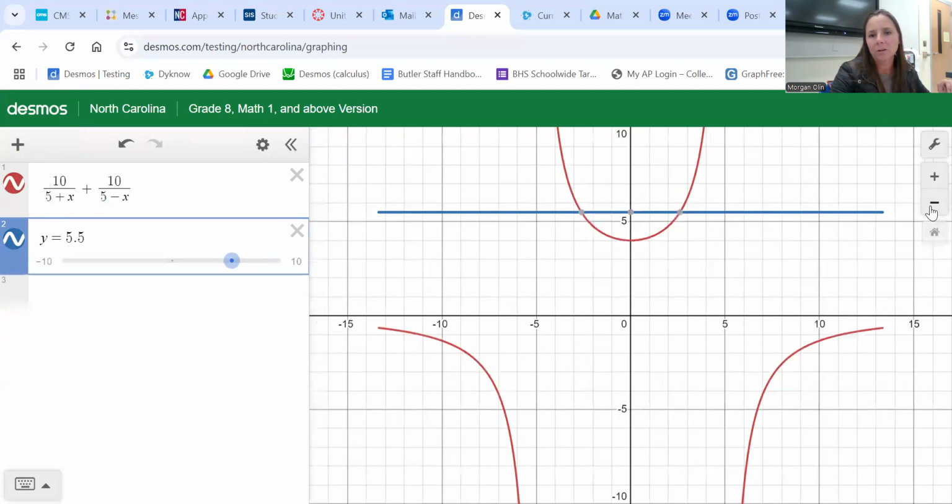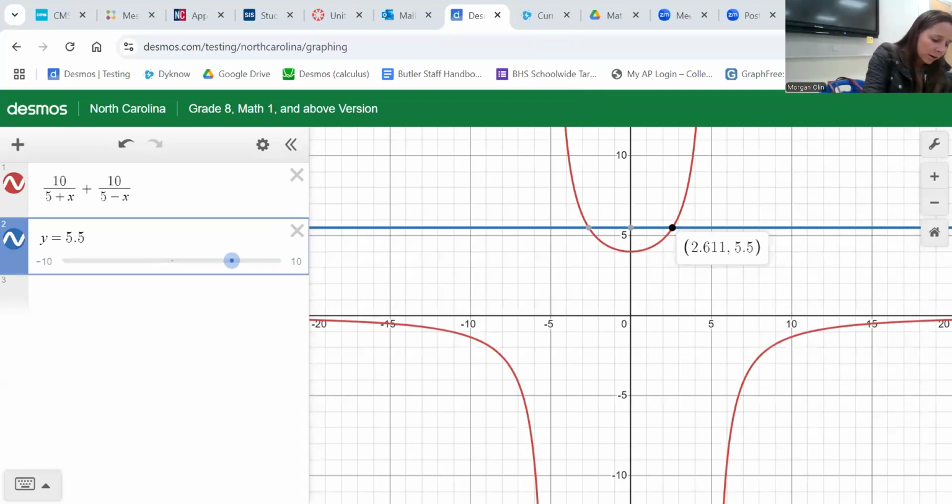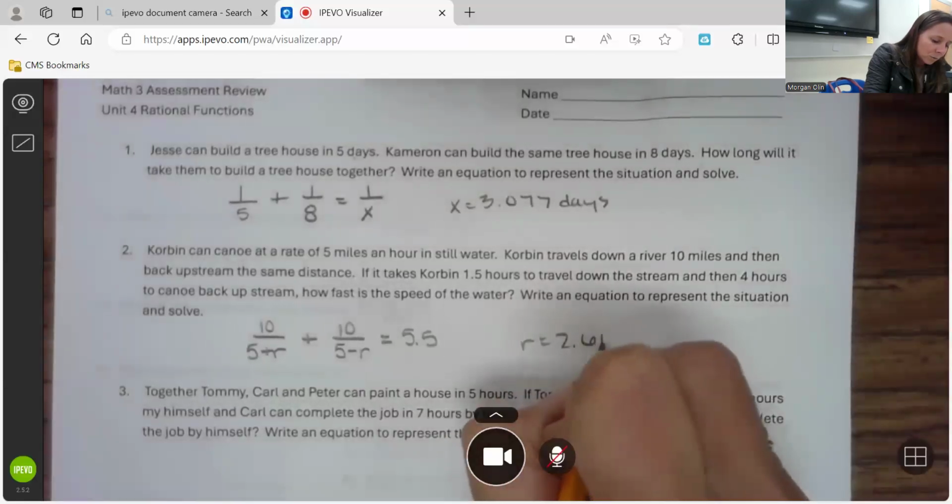Now I'm going to zoom out a little bit. There we go. Now I do have 2 intersections, but which one do I want? I only want the positive one. If you said positive, you're correct. So 2.611. All right, so let me go back. So that means R equals 2.611.